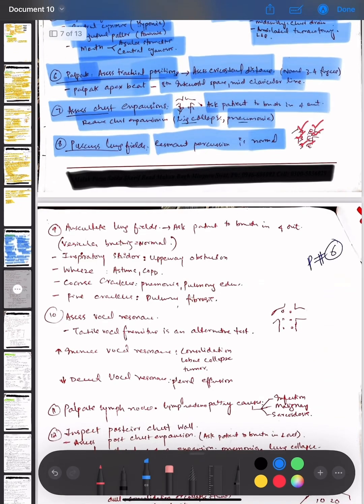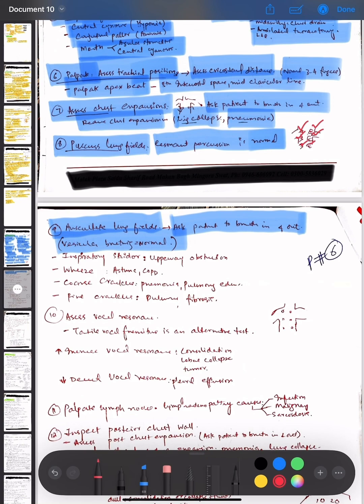Then auscultate the lung fields. After inspection, we have done the palpation. After the palpation, we have done the percussion, and then after the percussion, we have to auscultate the lung fields. So ask the patient to breathe in and out. Vesicular breathing is the normal breathing. While auscultating the patient, these positions are used. These are the positions. And you have to ask the patient to breathe in and out. Vesicular breathing is the normal breathing, in which the inspiration is increased and the expiration is decreased. So this is the vesicular breathing.